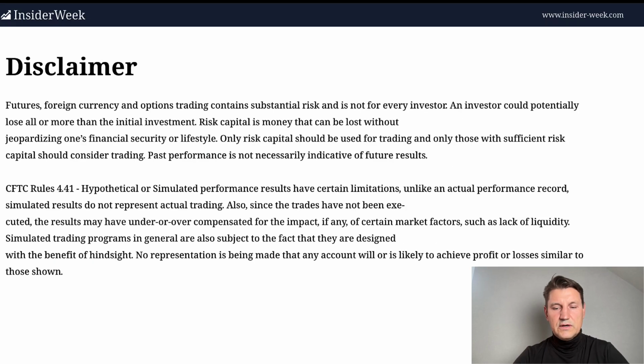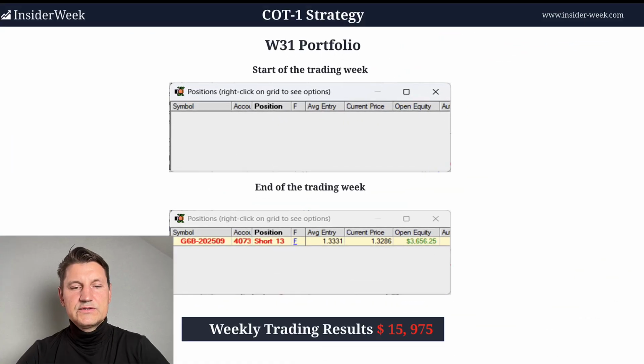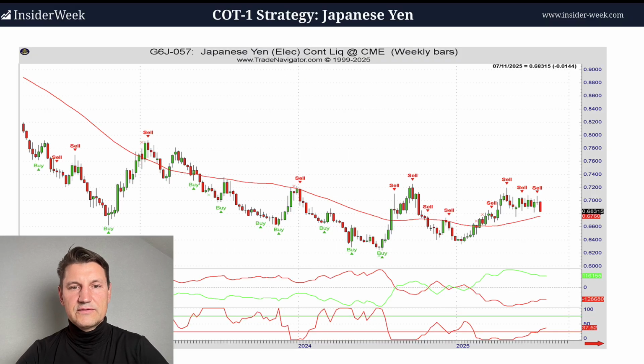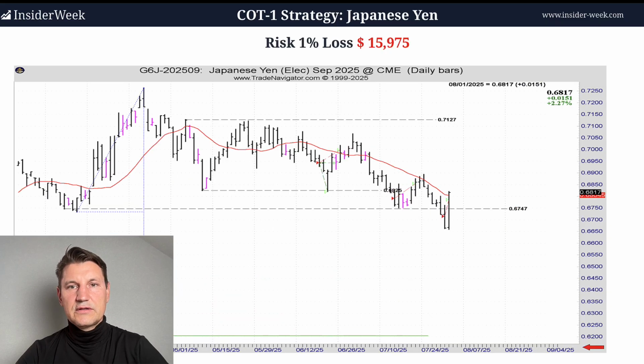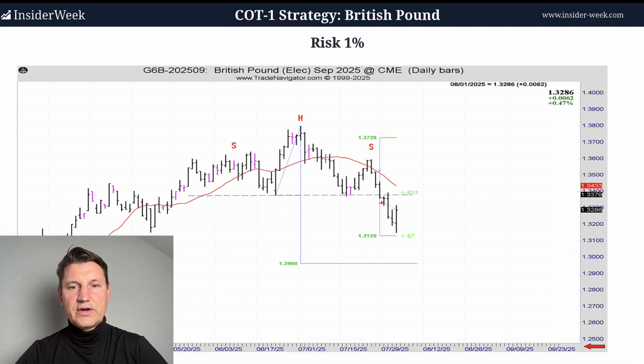As usual, we start with the risk disclaimer. Here you can see my trading account. I trade a $1.5 million account. This was my trading result of my CFTC trading strategy 2 weeks ago, minus $15,975. This was my trade in Japanese yen. I was stopped out and lost $15,975. British pound, this trade was still up 2 weeks ago.